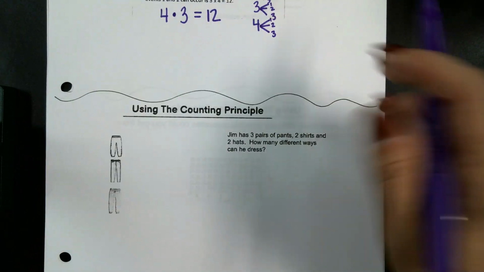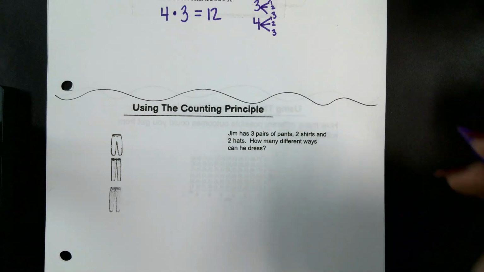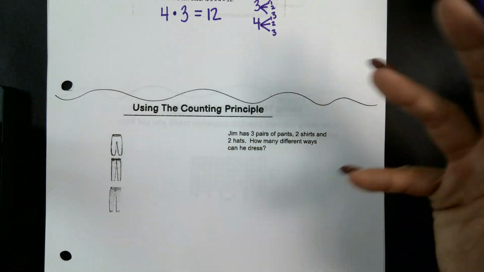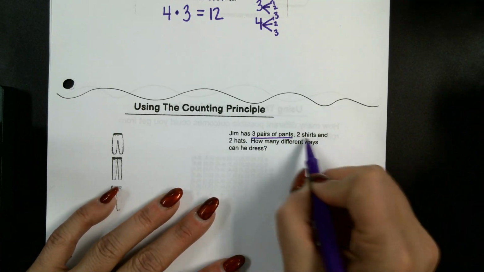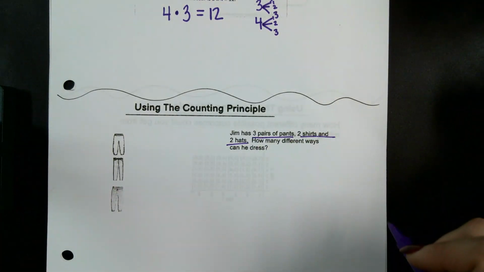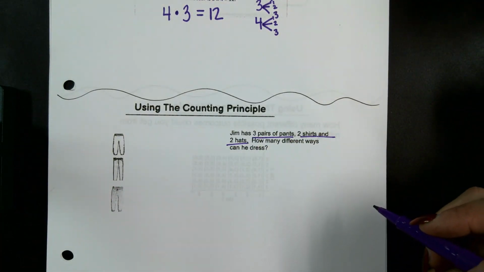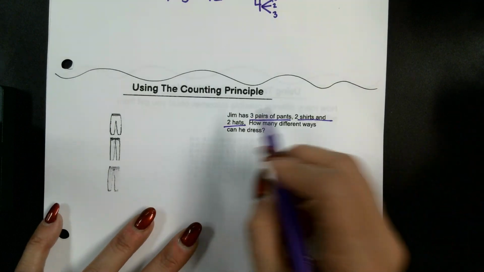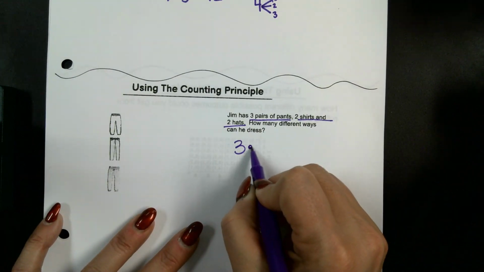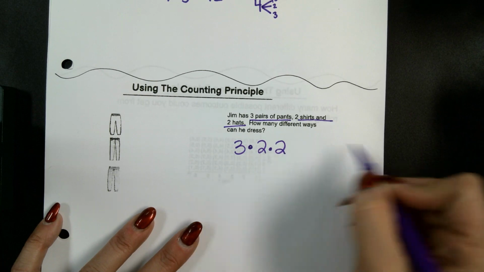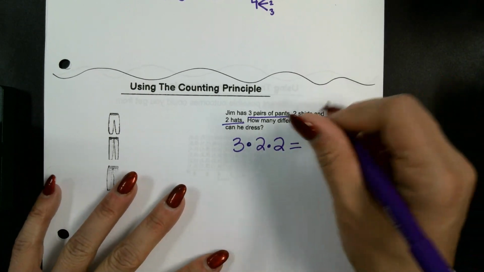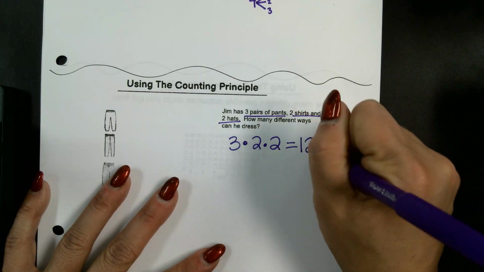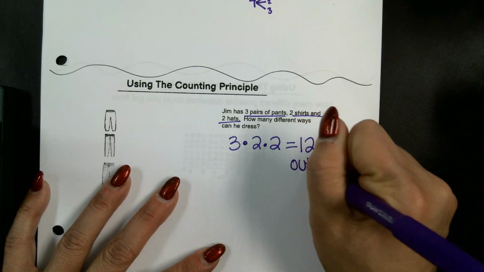So down here at the bottom, they're going to start asking you how many different ways can these events happen. So here we have 3 pairs of pants, 2 shirts, and 2 hats. What would you guys multiply together? 3 times 2 times 2. Which is what? Total of 12? 12 different outfits he could make.